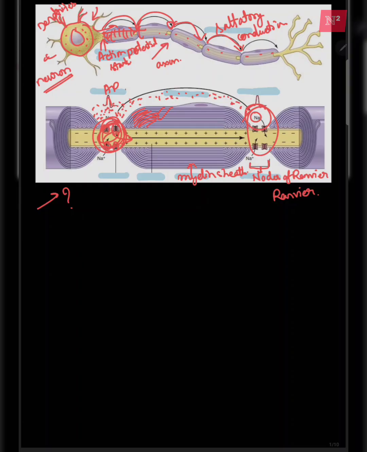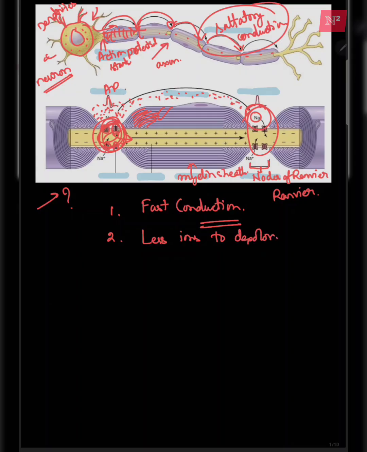So why is this saltatory conduction important in our nerves? Because it helps first in fast conduction of impulses in the nerves, which is the basic necessity for our reflexes and day-to-day life activities that we conduct with the help of the muscles. Okay, also it requires fewer ions to depolarize. Okay, so a few ions are going from here to here. Okay, the remaining will again go to the next part. So that's why this conduction is important.